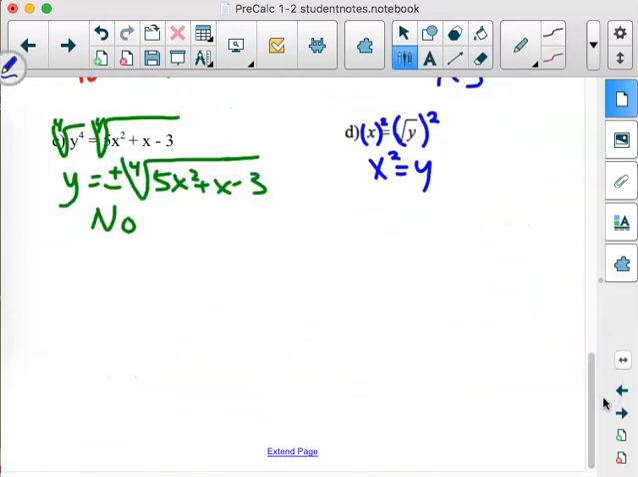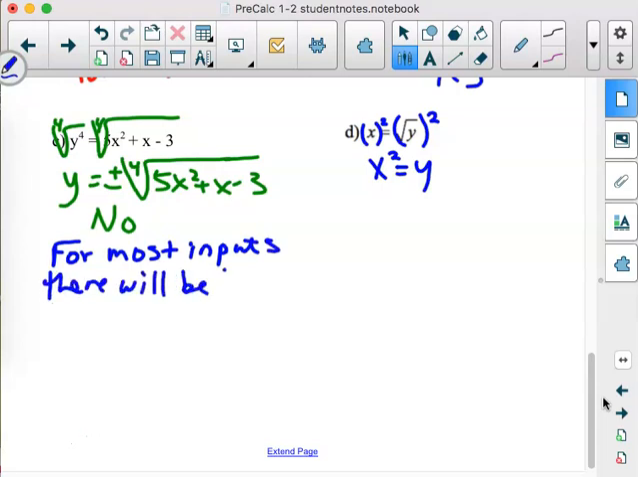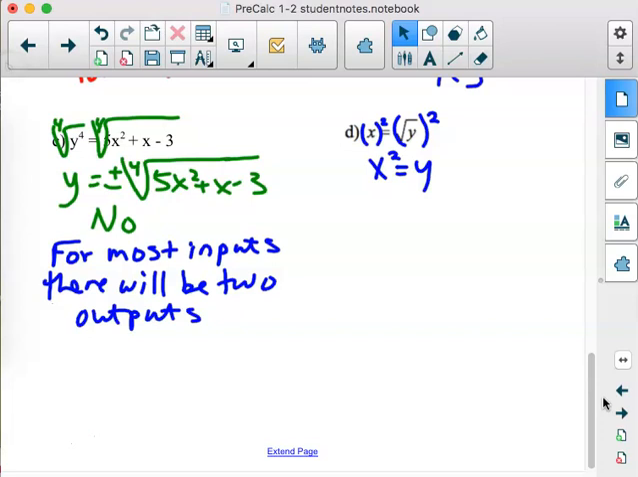And again, we want to put for most inputs, there will be 2 outputs. We know there's a couple of numbers that if we put them in there for x would make this 0, and those would be the ones where you would only have the one output. So those are your special cases.